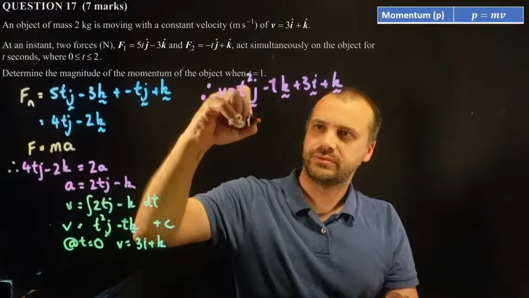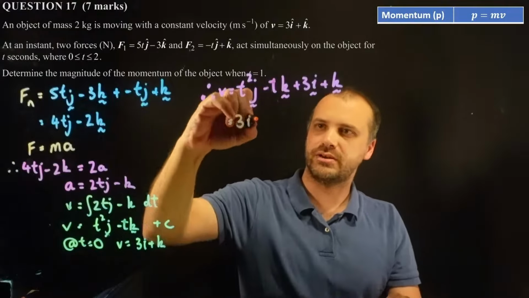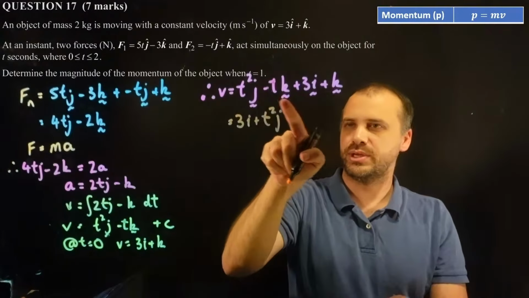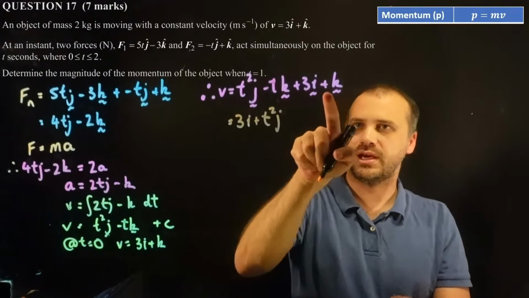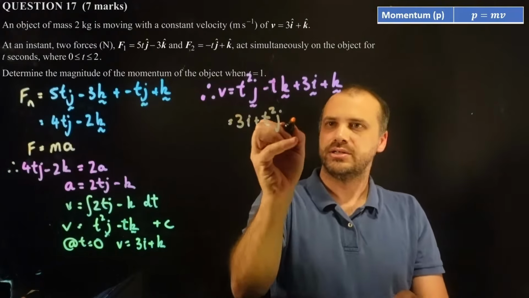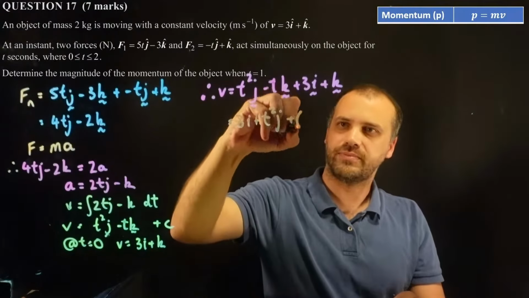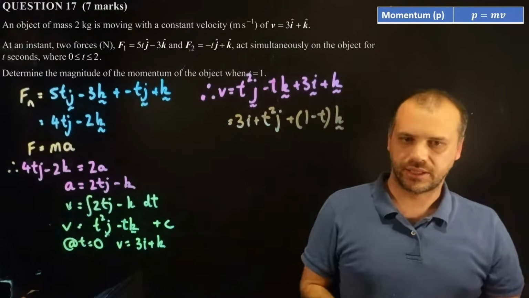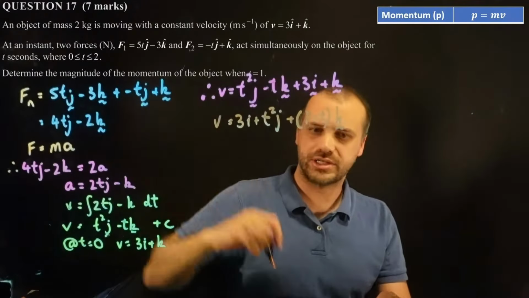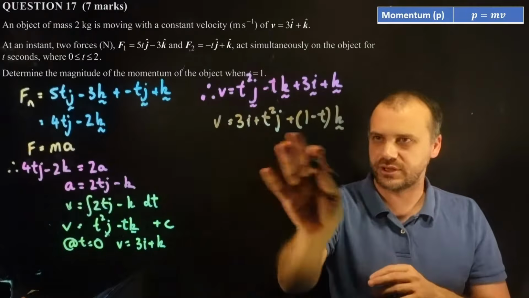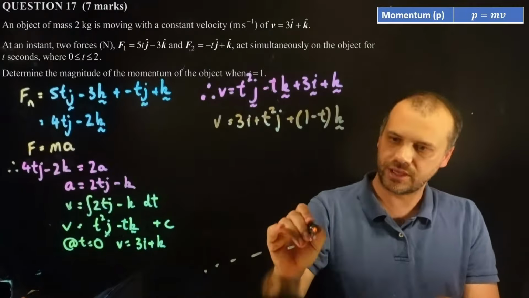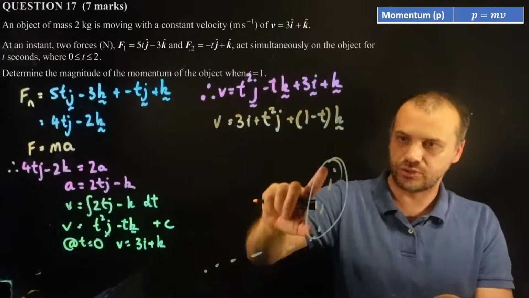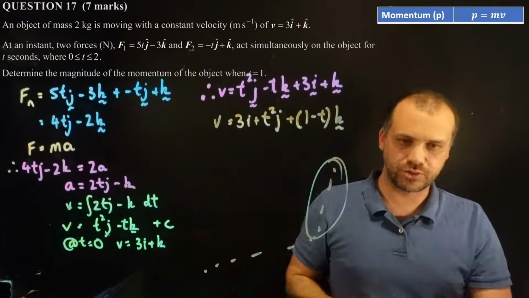3i. The only j here is t squared j. And then this, we have negative tk and we have plus 1k. So we can do a little bit of factorizing here and do like a 1 minus t k. That is a really nice velocity function. Now, what does that velocity function tell us? Remember, the object was moving. This is our new velocity after those forces were acted upon it.